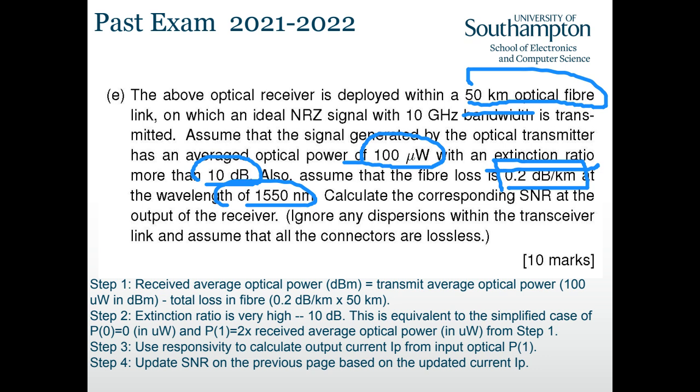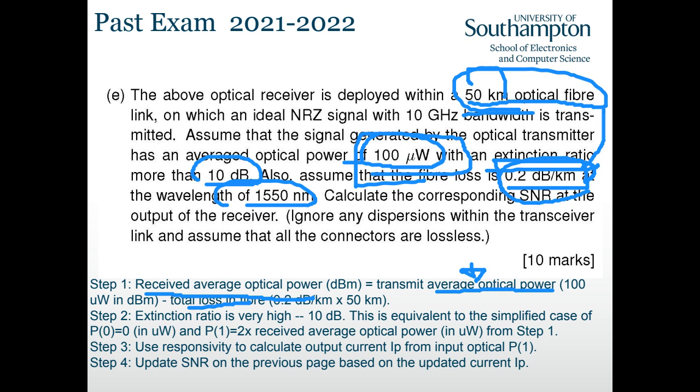The first step, we know the transmit optical power is this much. And then the total loss in fiber, we have 50 kilometers, and it's 0.2 dB per kilometer for the loss. So first step, we can get the received average optical power, which is the transmit optical power minus the total loss in fiber. Okay, now we get the receive optical power.